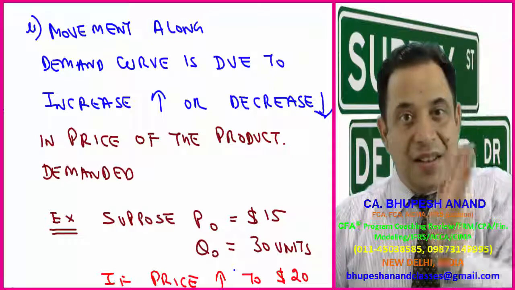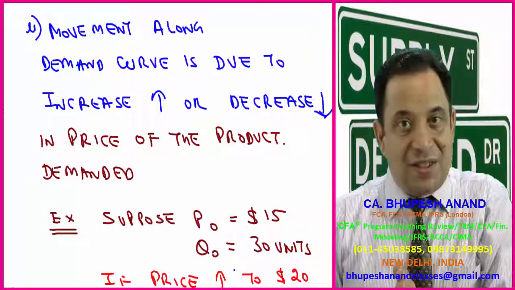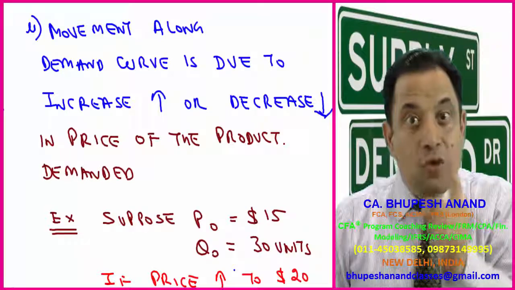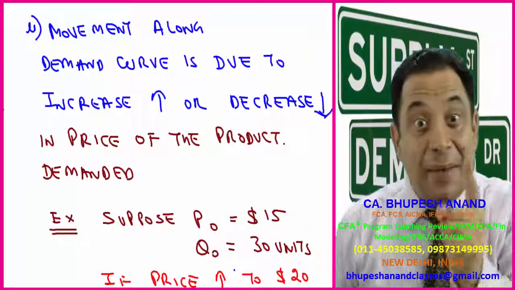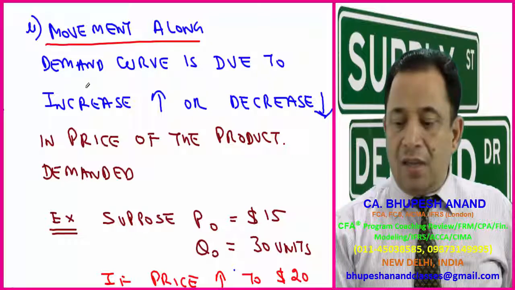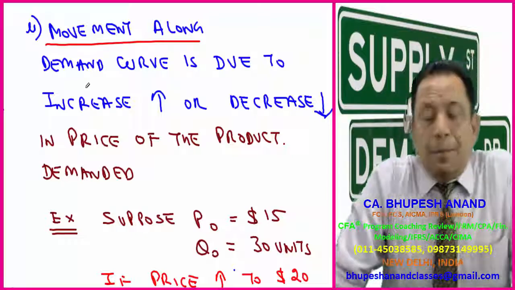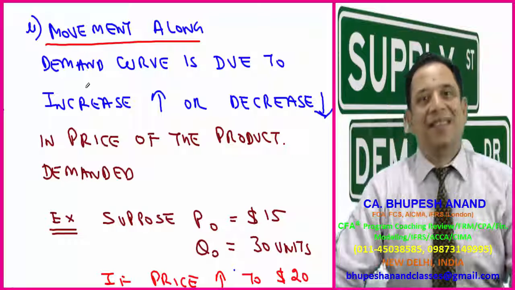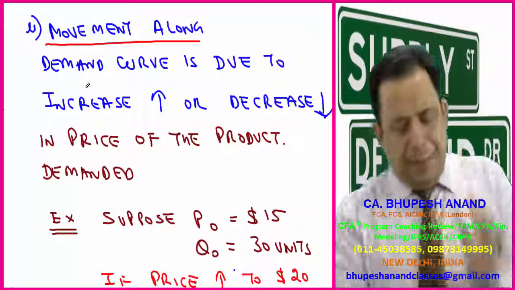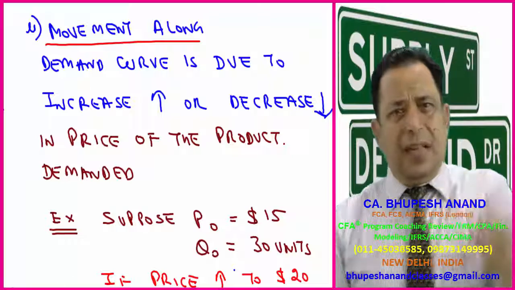And when the price decreases, again there is a negative relationship between quantity demanded and price. So the point is, we will move along the demand curve, and that is named as movement in the demand curve. Movement along the demand curve is due to an increase or decrease in the price of the product demanded. So if it is only due to price, then we are on the same demand curve.